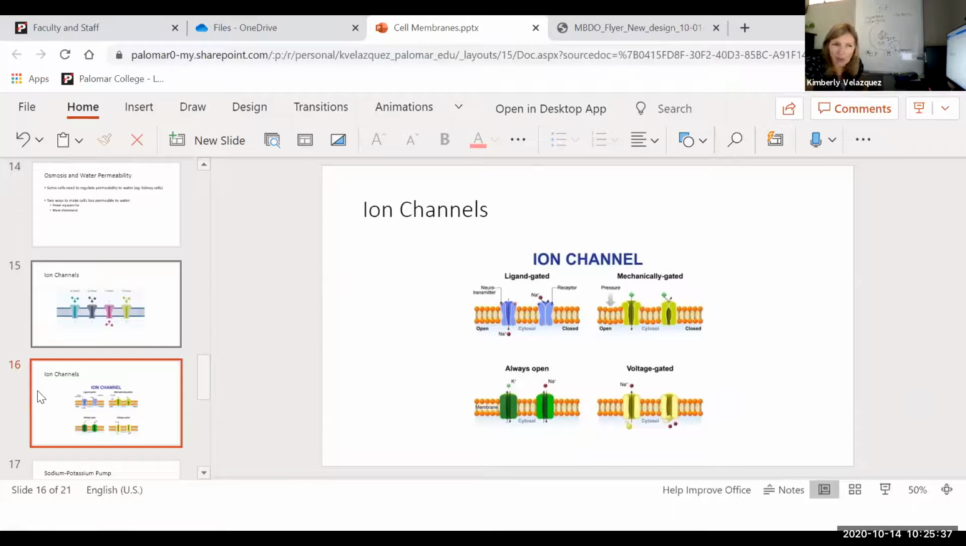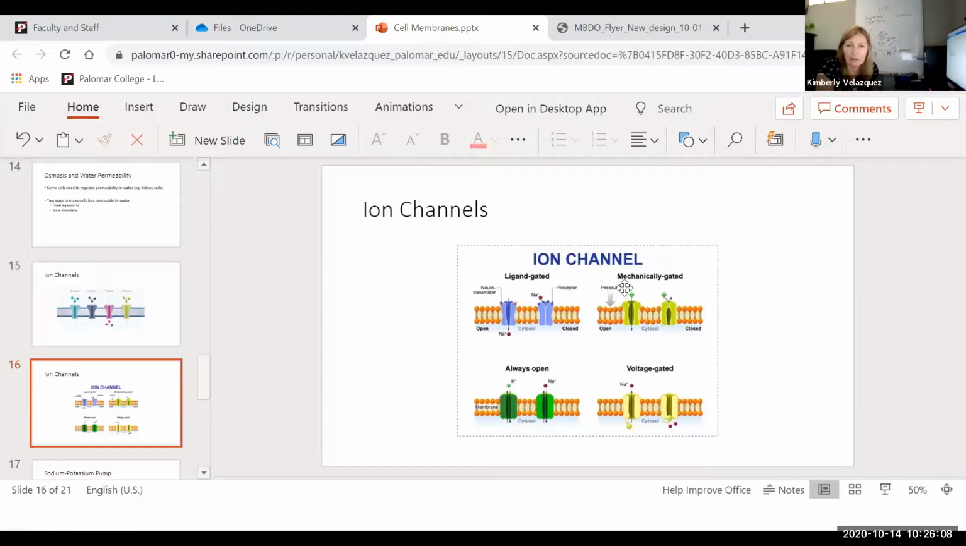You don't need to know this level of detail right now, but I just wanted to show you that some ion channels are always open. This is just a common question that students ask, so I decided to add this slide. Some channels are always open, but some channels only open when a certain thing happens. This first example, you don't need to know this term ligand gated, but this channel only opens when a neurotransmitter binds to the channel, and then it will open.